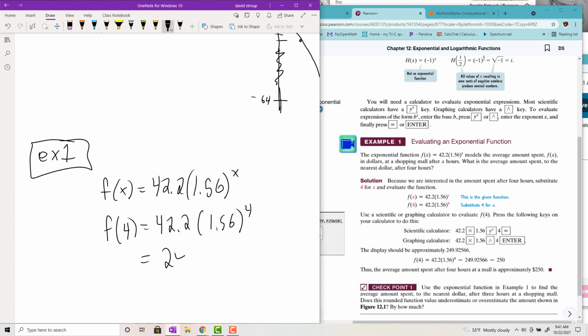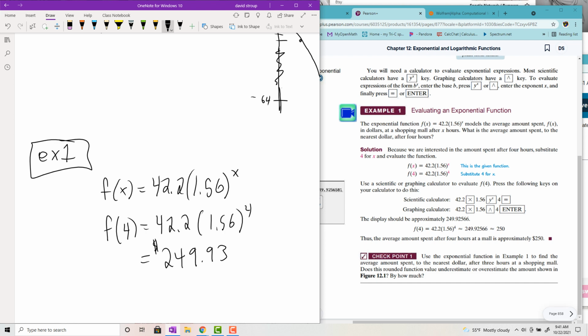249, let's take it to the nearest cent, 0.93, $249.90. Really? That's a lot of cash. I don't think I've ever spent that much money at the mall. Okay, well, whatever.